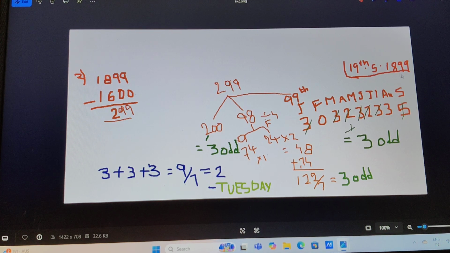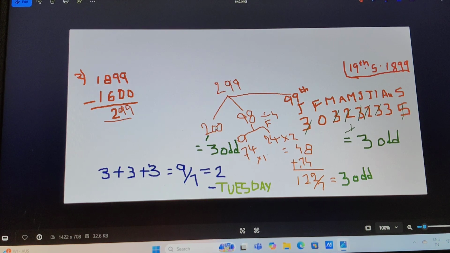Okay, first of all, what did I tell you? We need to take the year and then minus the number of nearest leap centuries. That means 1600 I have removed from here. So finally I got 299. This 299 I am taking as the main one. In 299 we have 200, that means 2 centuries are there.